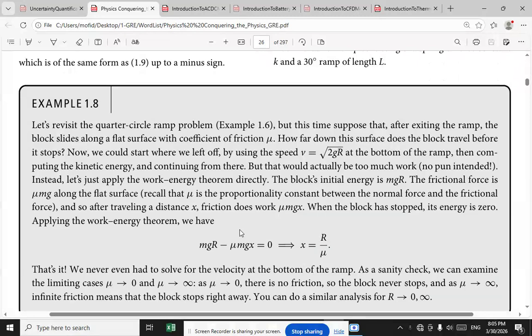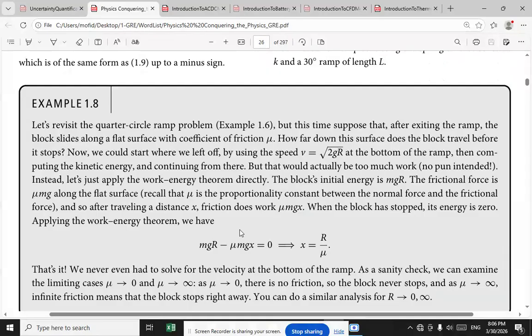Let's revisit the quarter circle ramp problem, example 1.6. But this time suppose that after exiting the ramp, the block slides along a flat surface with a coefficient of friction mu. How far down this surface does the block travel before it stops? We could start where we left off by using the speed v equals the square root of 2gr at the bottom of the ramp, then computing the kinetic energy and continuing from there. But that would actually be too much work, no pun intended.